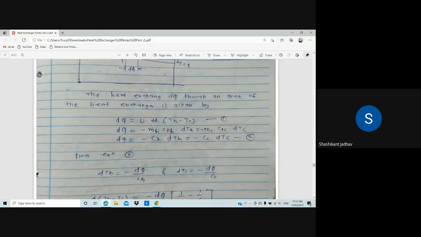Okay, so all of you write down that equation number 1. dq is equal to U into dA into bracket Th minus Tc, and that is equation number 1.